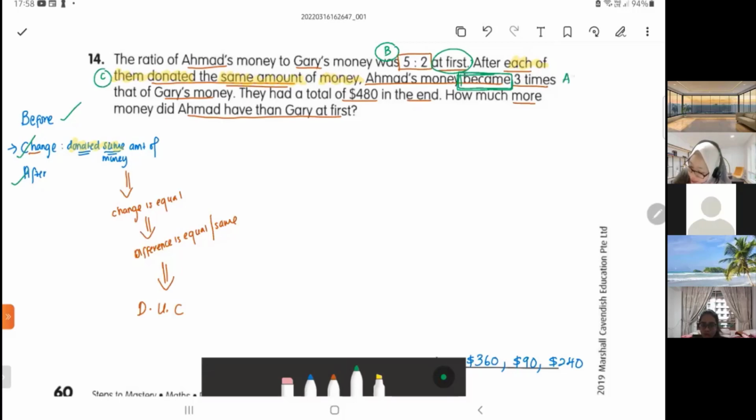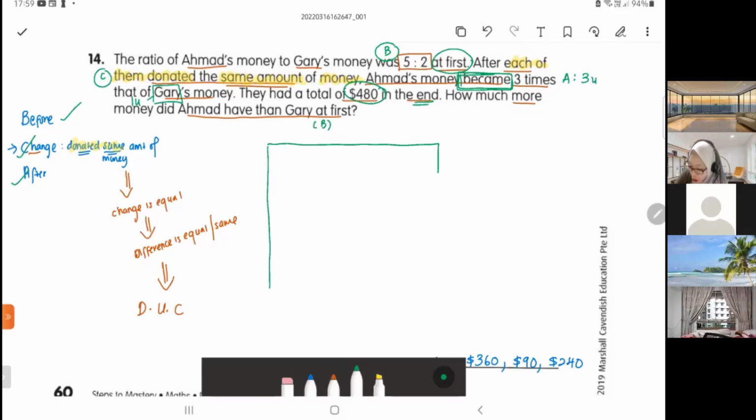This is Ahmad, which is 3 units. Gary will be 1 unit. Okay, so I have all this information. Then they had this much total in the end. I want to know how much money Ahmad has, then Gary, at first. That means my before. I draw out my table.